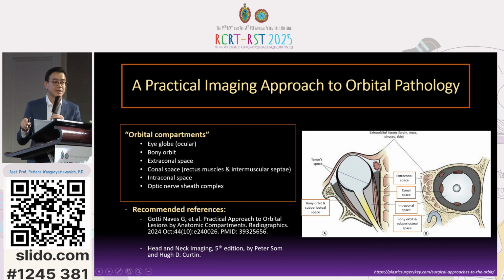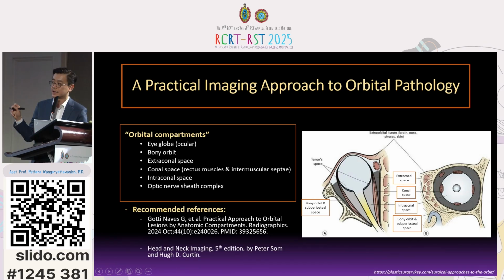Today I'm not going to show you the long list of potential pathology that can occur in each space, but I have a recommended reference that you can review on your own time, right? First, one of the most recent publications, published in Radiographics last year, is a pretty good summary of the practical approach to orbital lesions by anatomic compartments.